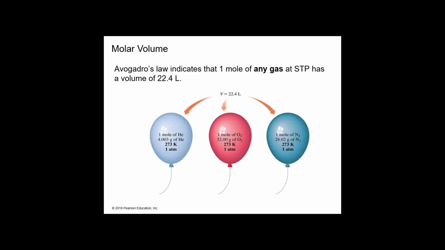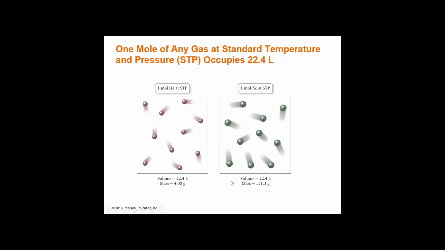Just to make sure you understand, here's 1 mole of helium, 1 mole of oxygen, 1 mole of nitrogen. They all have different molar masses, but they are at STP, which is a temperature of 273 Kelvin and a pressure of 1 atm, which means they are all equal to 22.4 liters. Doesn't matter what the gas is. If it's 1 mole, the volume is 22.4 liters. And this just says the same thing.